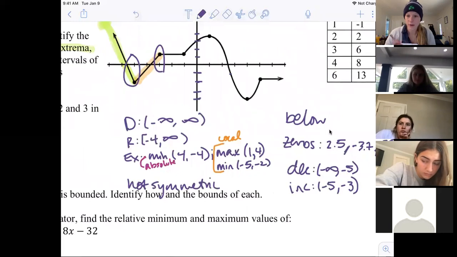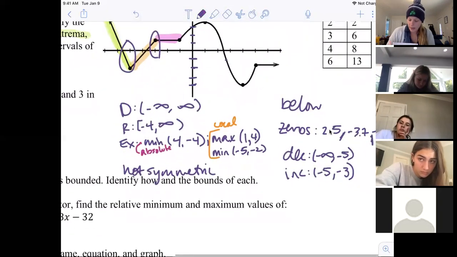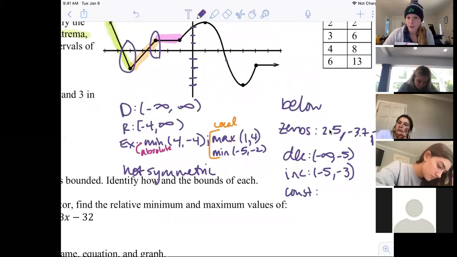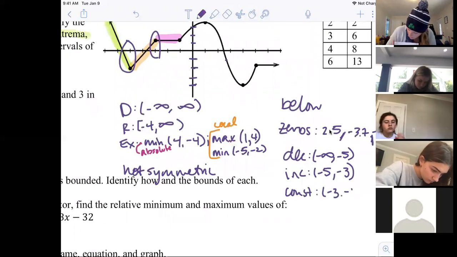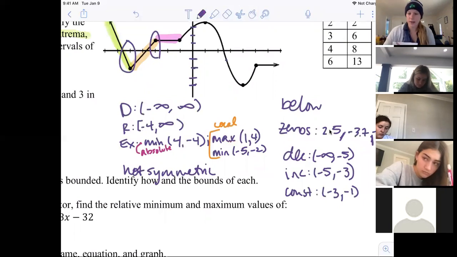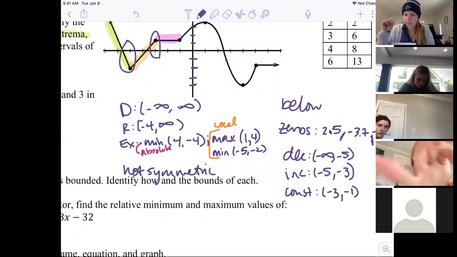Are we okay with that so far? The next part is straight across. That is what we would call constant. That's neither increasing or decreasing. So I could say constant, and I would say the exact same thing I would say if it was increasing or decreasing: from what x to what x? In this case, it's negative 3 to negative 1. You guys have gotten really good at your increasing and decreasing. We're just taking bite-sized pieces at a time.